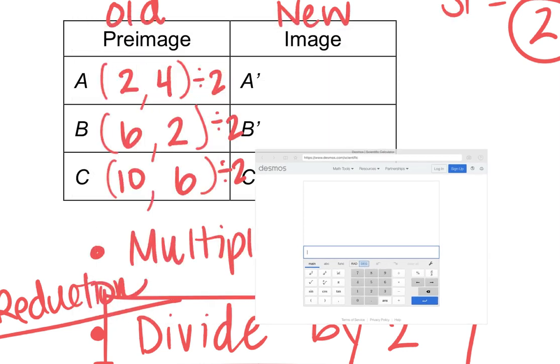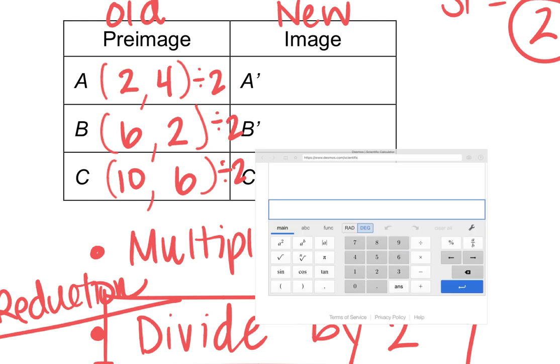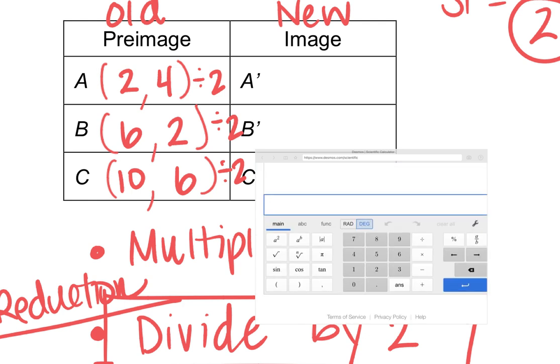Okay, so it says to do 2 divide by 2. So I'm going to grab 2 and I'm going to divide it by 2. And my answer is 1. So my x value for a prime is 1. So let's write that down. It's 1.